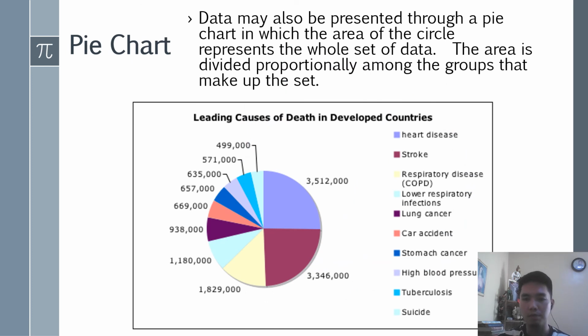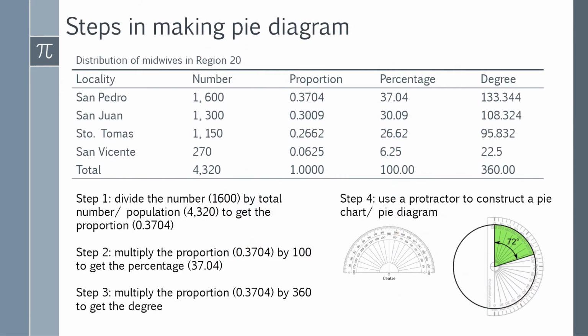So the next example of a graphical representation of a given set of values that can be applied in statistics is your pie chart. A pie chart is a way data may be presented through a pie in which the area of the circle represents the whole set of data. So the area is divided proportionately among the groups that represent each value or each data. So here are the simple steps in making your pie diagram or your pie chart.